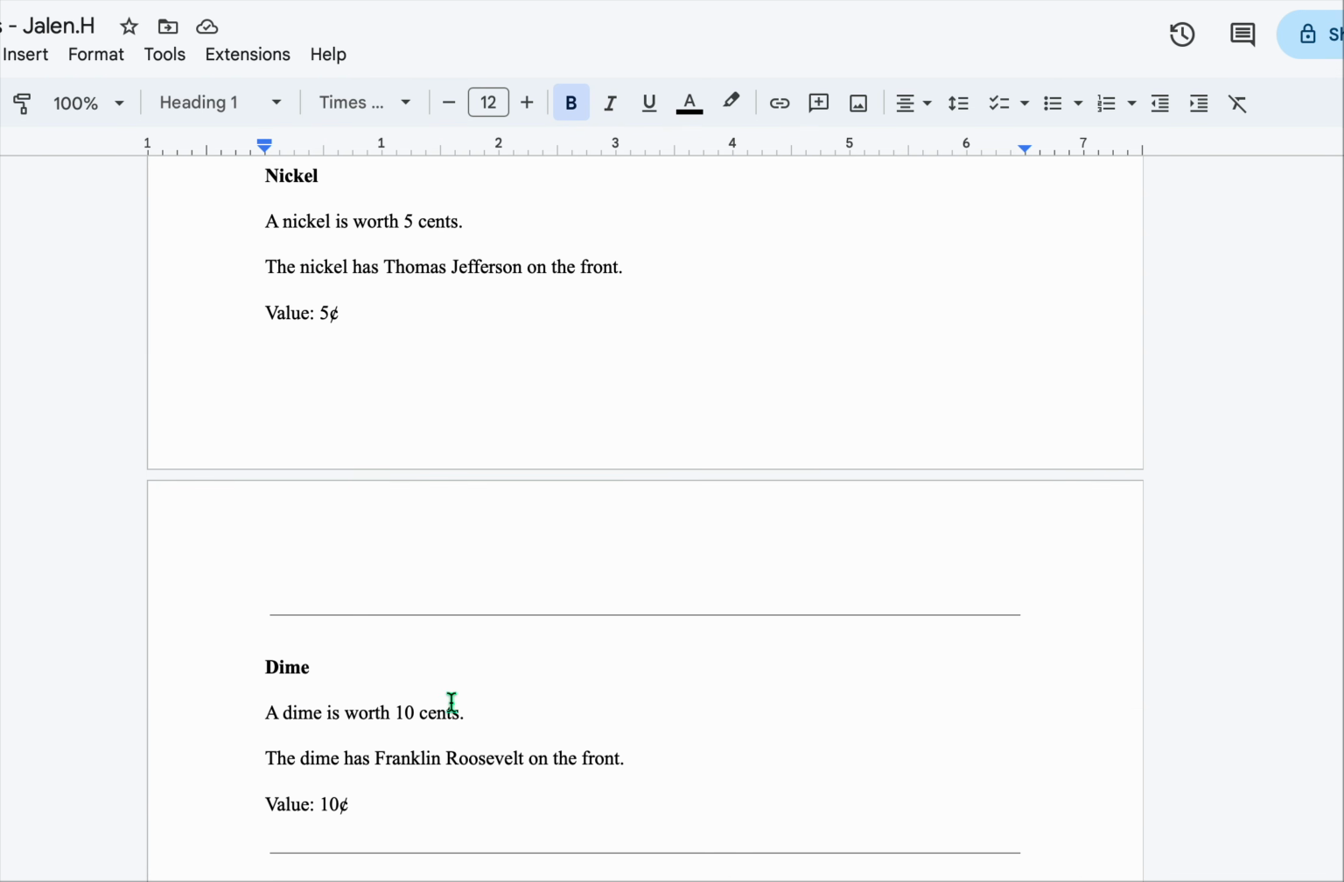Afterwards, we have the awesome dime. A dime is worth 10 cents. The dime has Franklin Roosevelt on the front, and the value is 10 cents. We're going over what it is, how to identify it, and its numeral value.